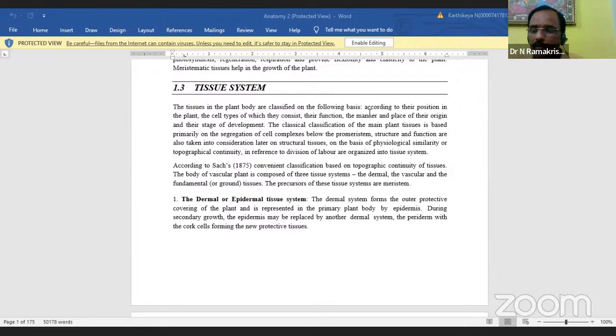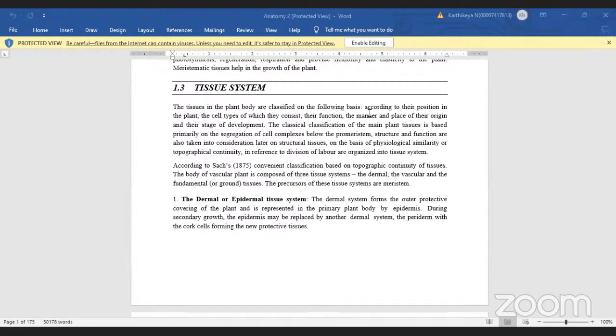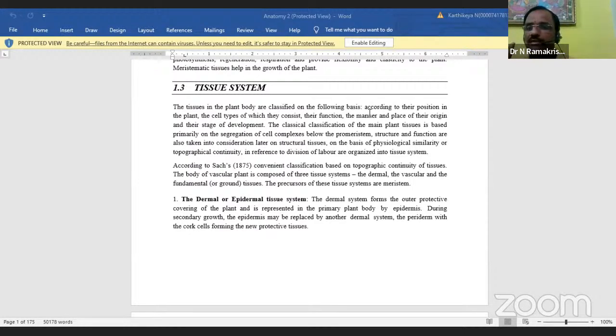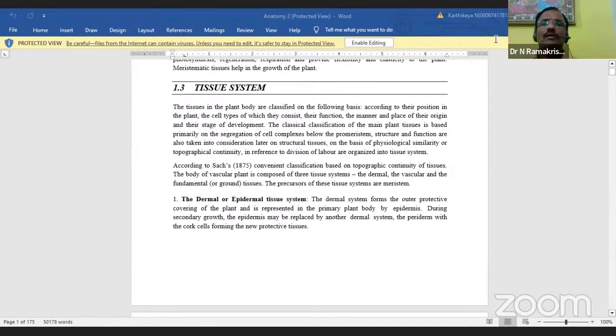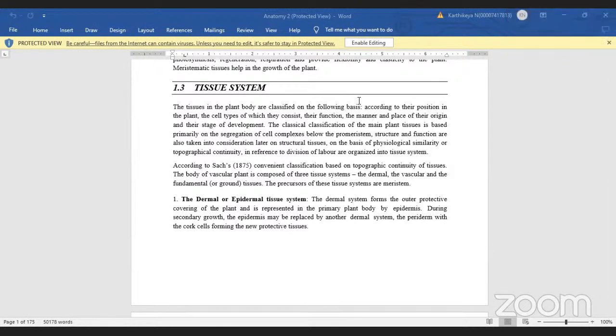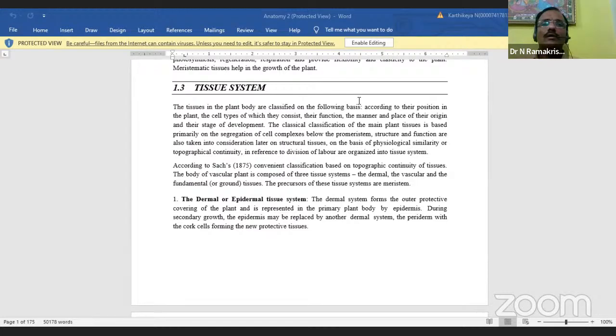Anisocytic. Tell me, what is the meaning of anisocytic? Unequal subsidiary cells. We call it that. This is also most important for the practical. Just one minute, there is a little bit of a problem. So that is anisocytic. Is it okay now? Yes.